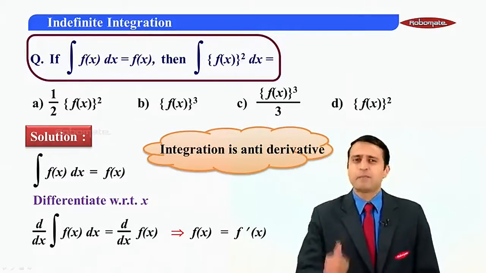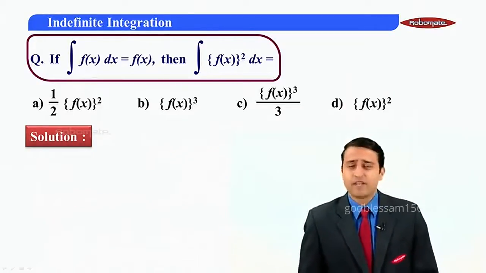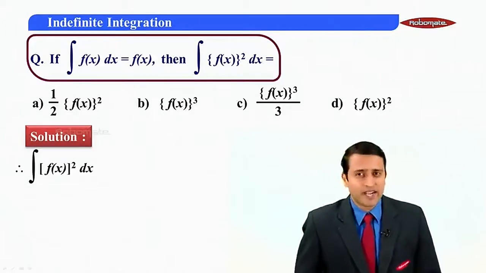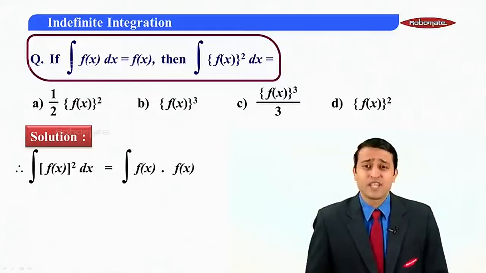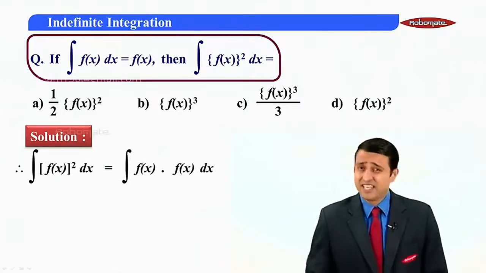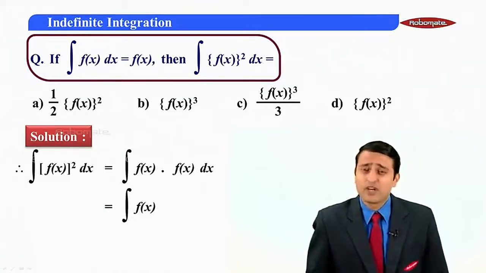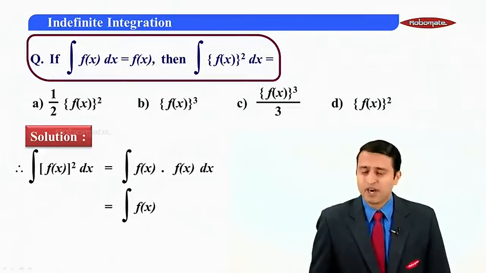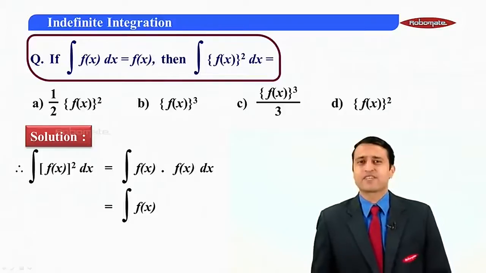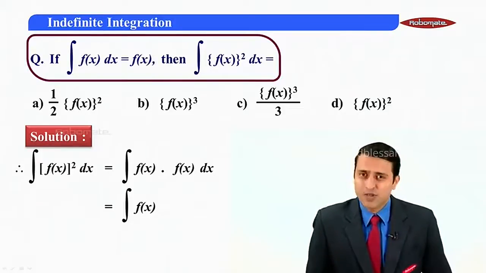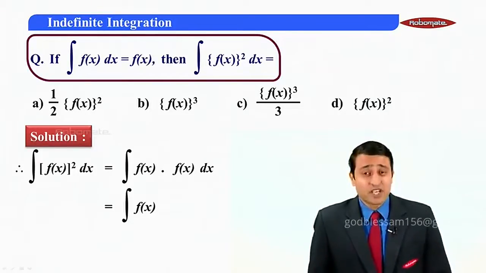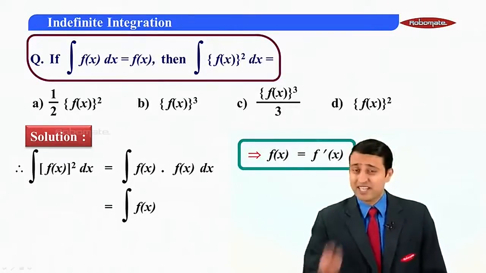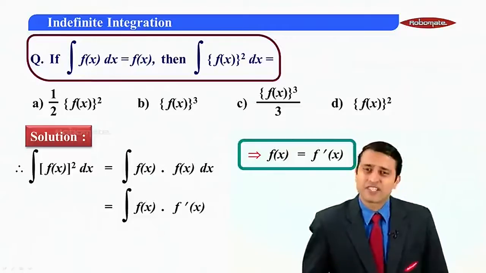Now the second part of the question is a piece of cake. We have been asked to find integral of f of x the whole square, which now I understand can be written as f of x into f of x dx. In the next step, I am going to write only one f of x. I am not writing the second f of x dx because I am not supposed to write that. What am I supposed to write? We have just found out that f of x is nothing but f dash of x. So let us write here f dash of x dx.